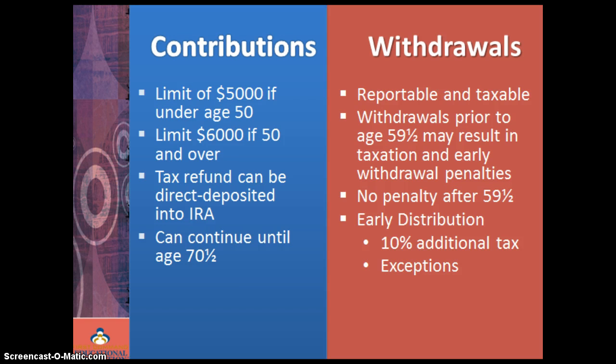You can continue to contribute to the traditional IRA as long as you have taxable income for the year in which you contributed. However, all contributions to a traditional IRA must stop once the participant reaches age 70 and a half.